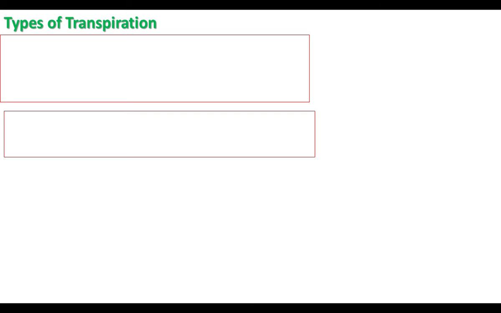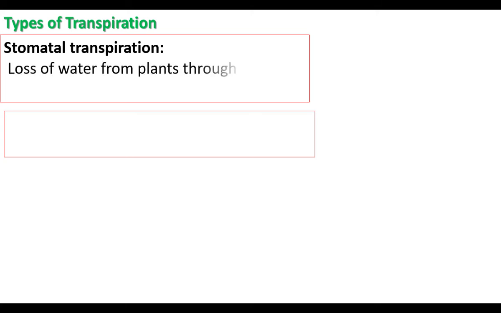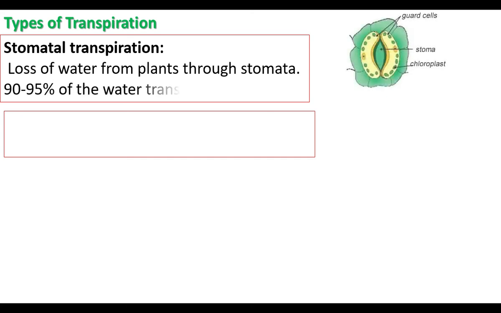There are 3 types of transpiration. They are stomatal transpiration. Transpiration that takes place through stomata is stomatal transpiration. Loss of water from plants through stomata is stomatal transpiration. 90 to 95% of water is transpired from leaves.